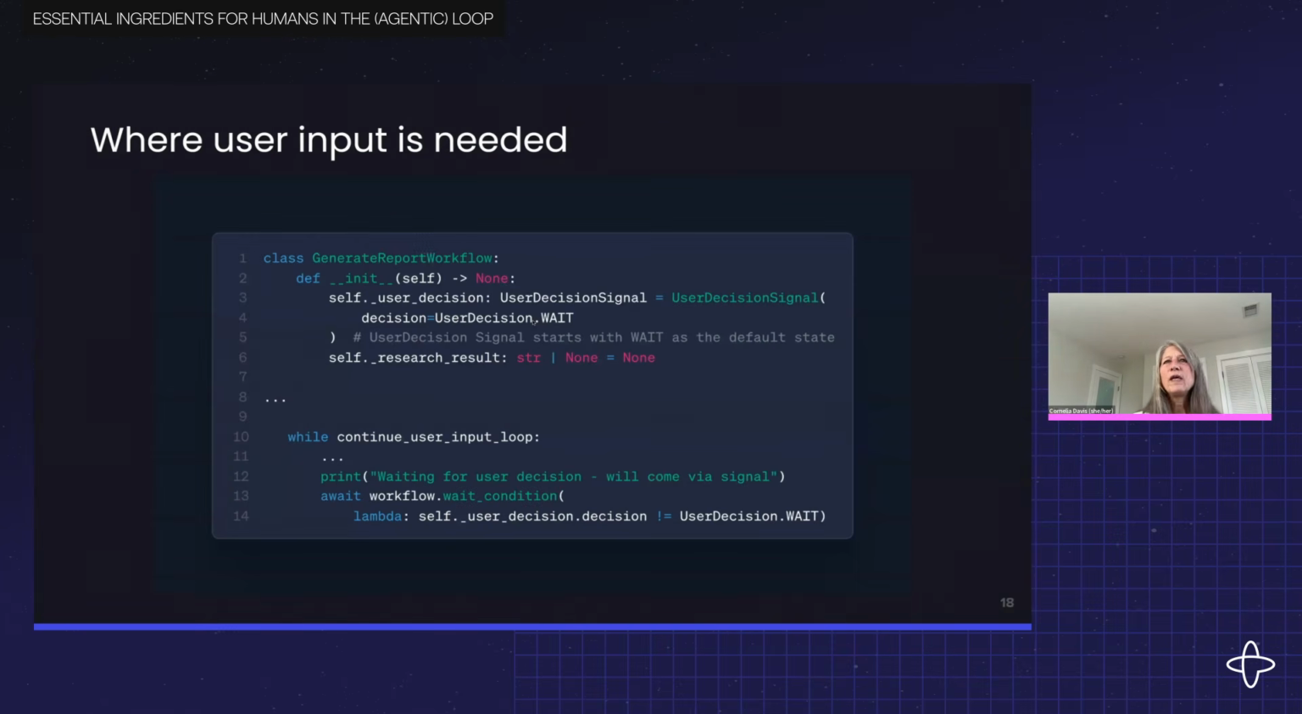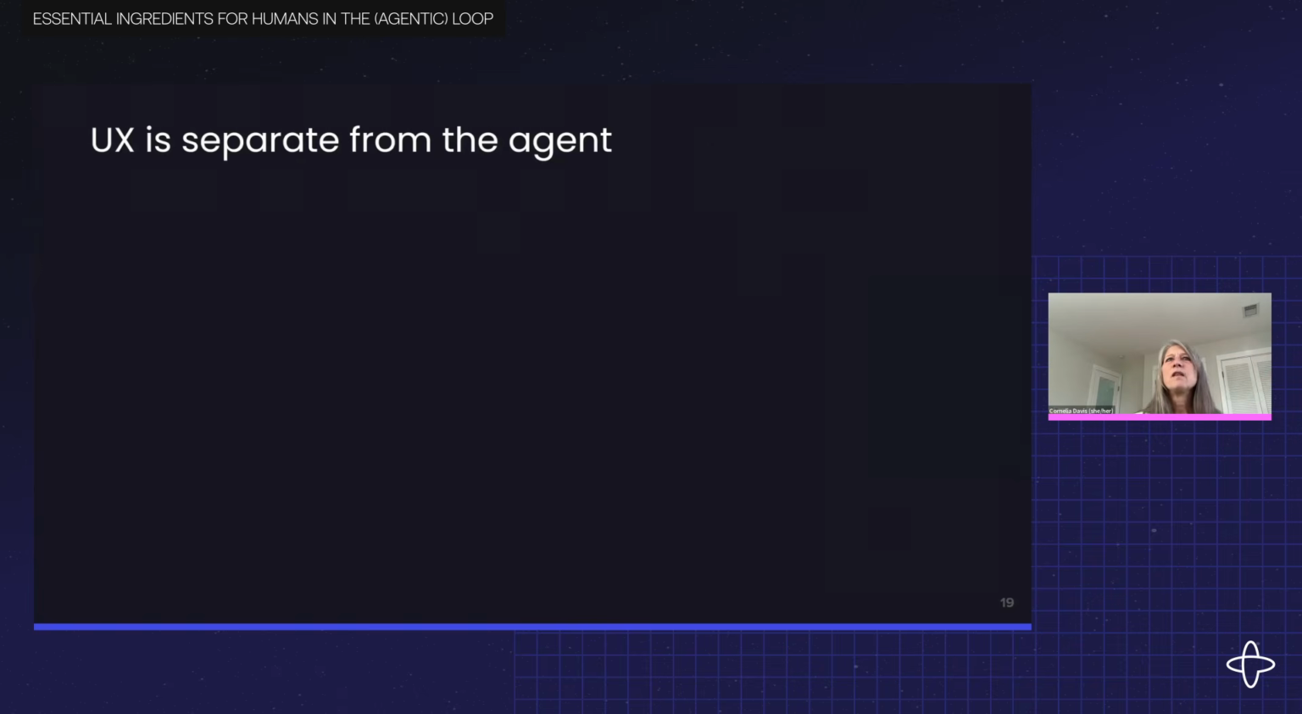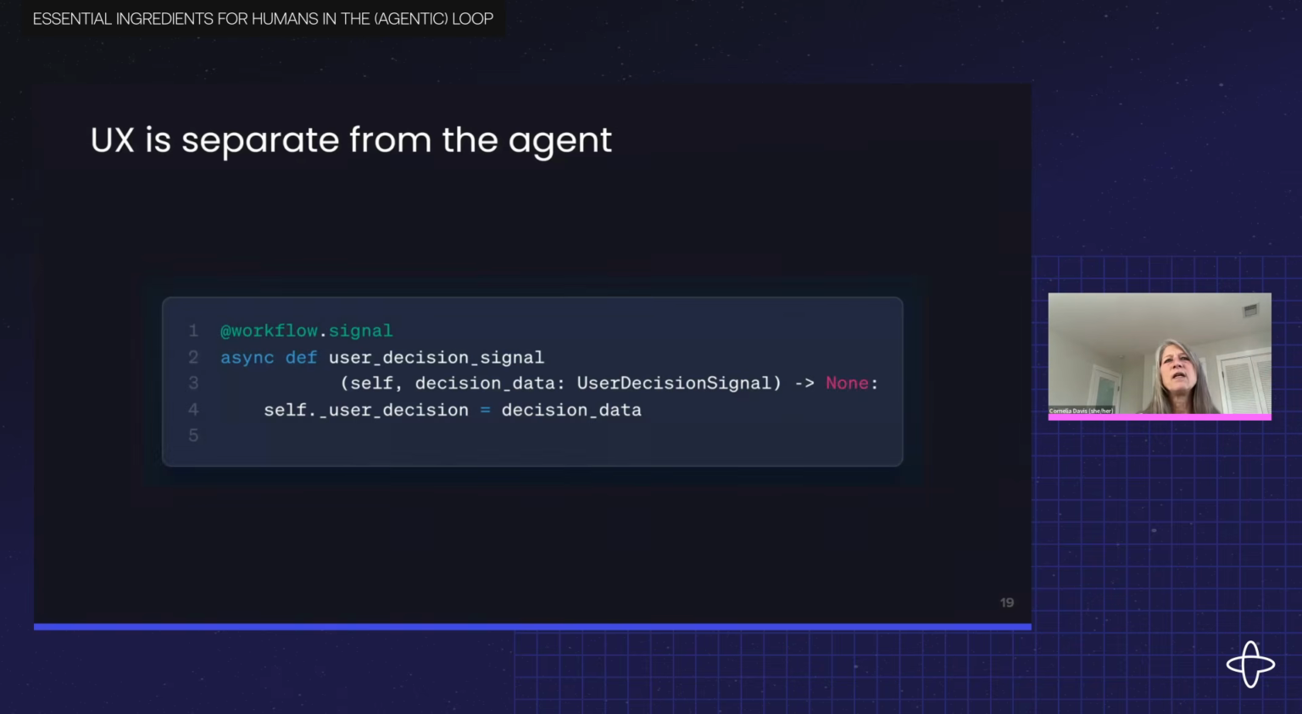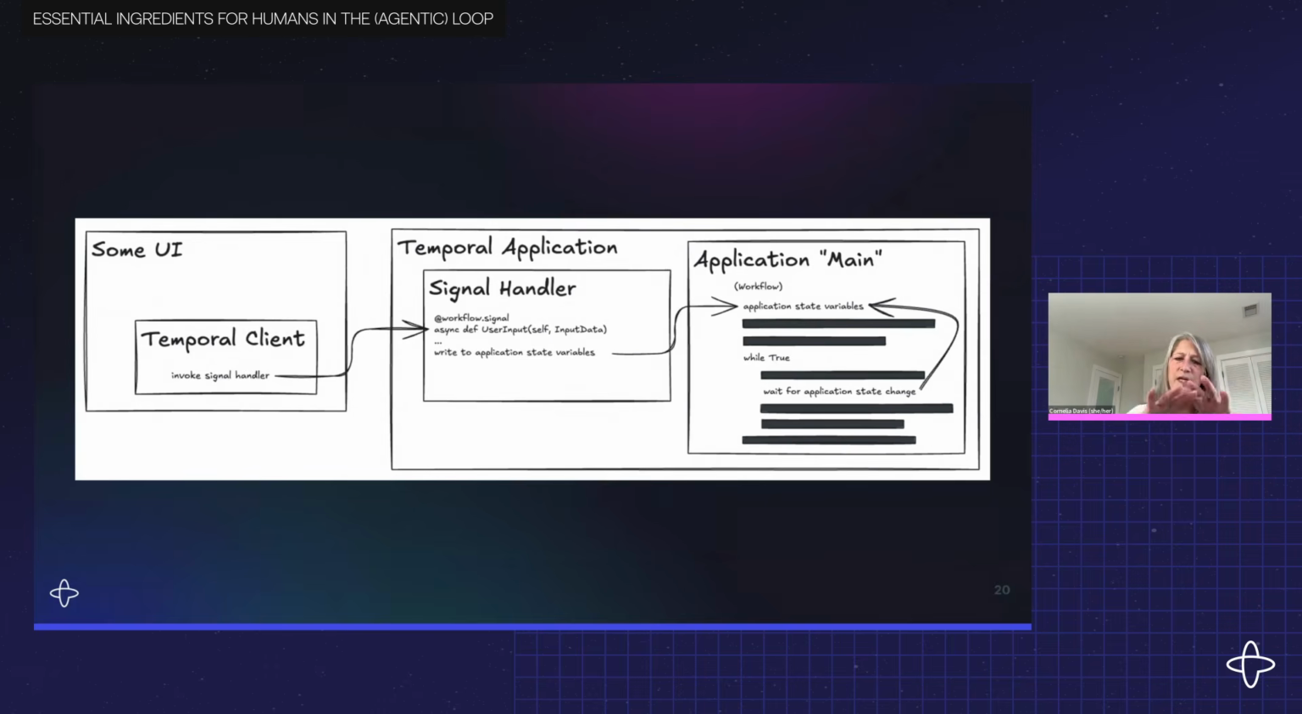Now, here are a few code snippets. The UX is separate from the agent. We talked about each one of those pieces, but here's the picture of everything that we just looked at a moment ago. I showed you where we had the wait state for the application. So we had the state variable, and the wait that was waiting on the change of that state variable. We have a client that was issuing a signal, and then we have a signal handler that is brokering between the client side and the state variable that's causing the workflow to continue. Okay, so this is the overall picture.